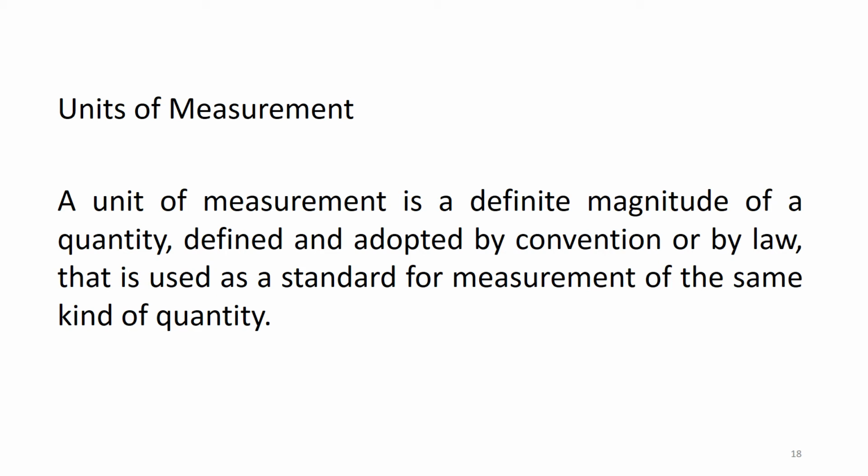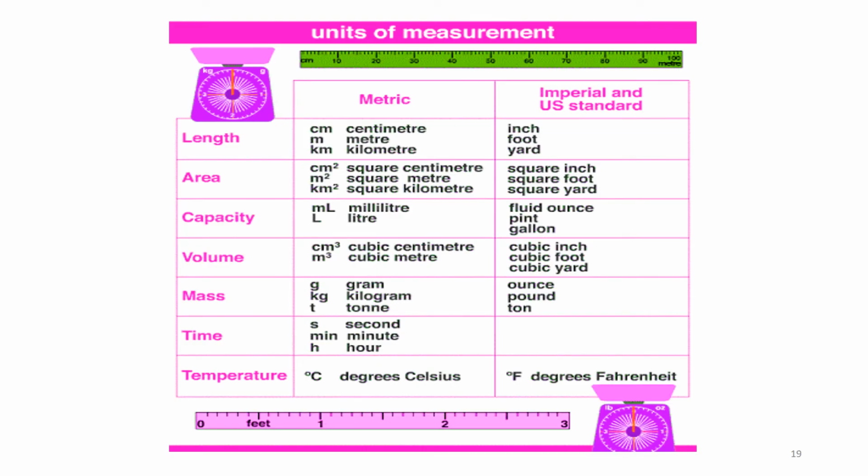Units of measurement. A unit of measurement is a definite magnitude of a quantity defined and adopted by convention or by law, that is used as a standard for measurement of the same kind of quantity. Units of measurement. There is a chart given below.